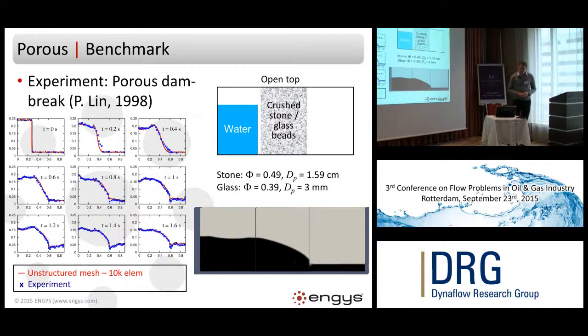So just as a very simple benchmark problem, but one of the few where there's actually experimental data available, it's basically a fish tank with a region in the middle full of crushed stones. It's a kind of dam break problem where a partition is removed from in front of this liquid, and it seeps through this partition of stones. And as you see on the left, we get a very good correlation with the experimental data.